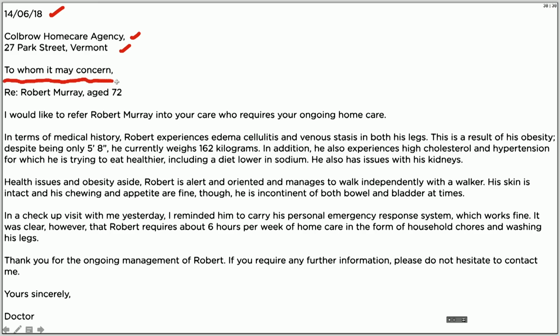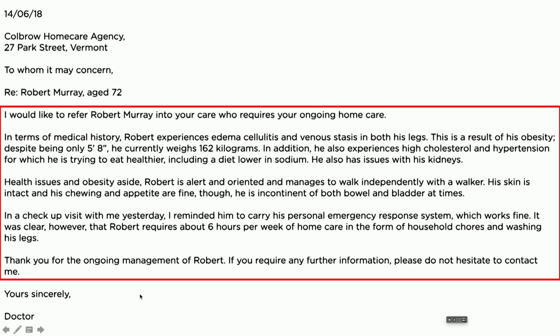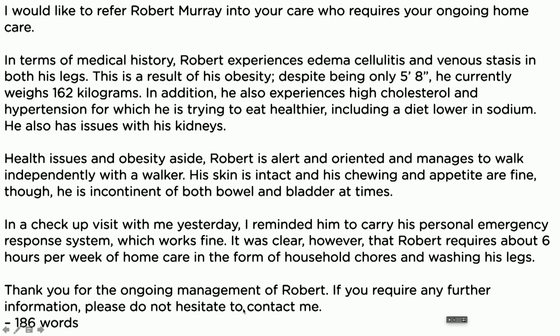Because I didn't know who the recipient was, I used this phrase here: to whom it may concern. This is a very nice formal way of saying, dear whoever, dear somebody. Regarding Robert Murray, age 72, so that's good. And I've got yours sincerely and doctor down here, but let's take a closer look at this section here, because this is what I wanted you to write. So let me read this to you.